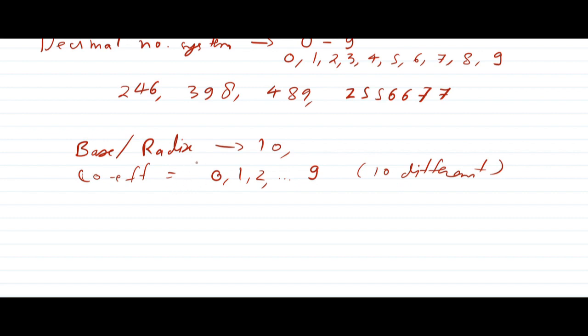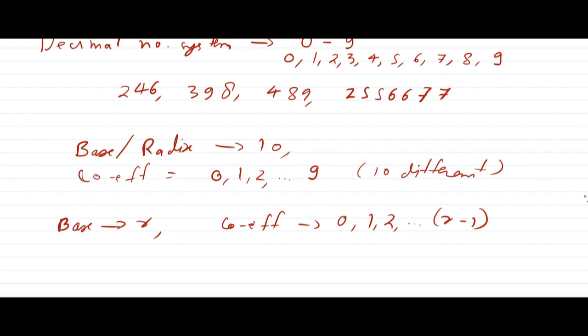If I want to generalize this, suppose any number system has base r, then its coefficients will be 0, 1, 2 up to r minus 1. Now if you compare, for the decimal number system the radix or base is 10, so the coefficients were from 0 to 9. If I put r equals 10, the coefficients will be from 0 to 9, right? This is the terminology that we will use for any number system.